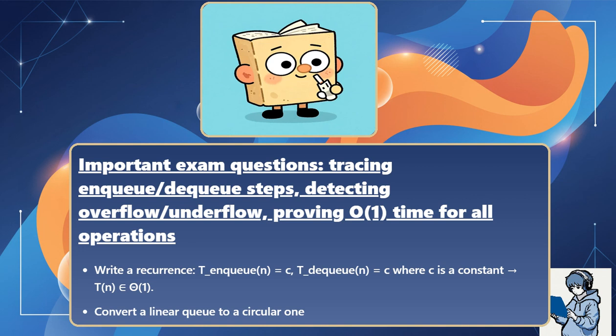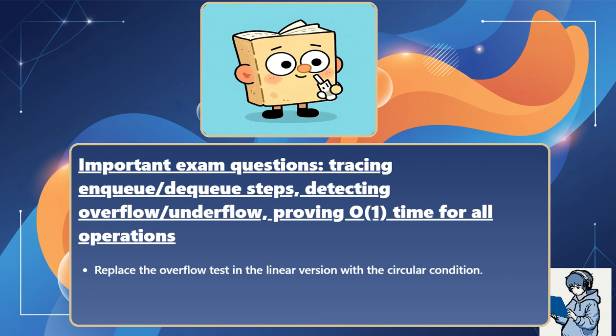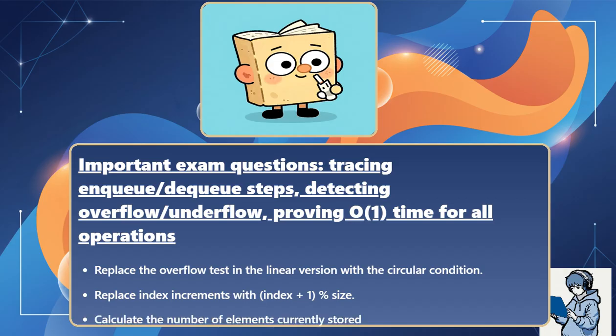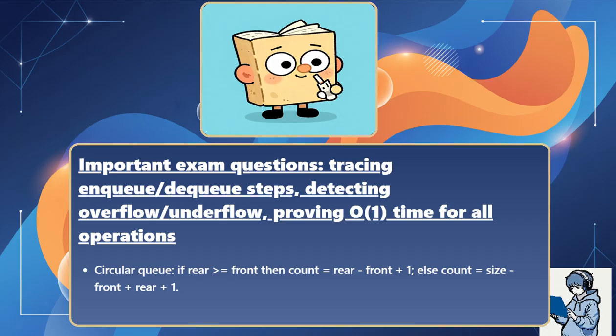Convert a linear queue to a circular one. Replace the overflow test in the linear version with the circular condition. Replace index increments with index + 1 modulo size. Calculate the number of elements currently stored. Circular queue: if rear is greater than or equal to front, then count equals rear minus front plus 1. Else count equals size minus front plus rear plus 1.